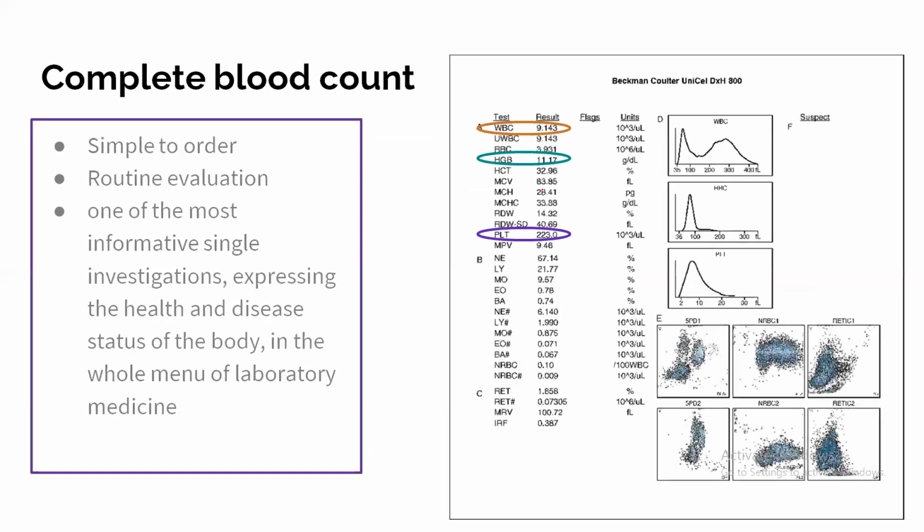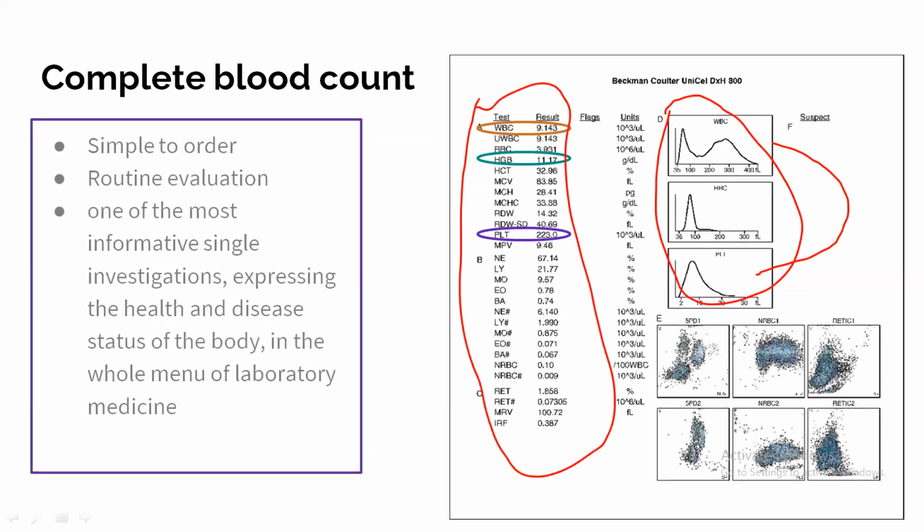For example, if you see the previous slide, you have the WBC, the RBC, and the platelets. These are the three things. The other parameters are basically derivatives of each cellular line.